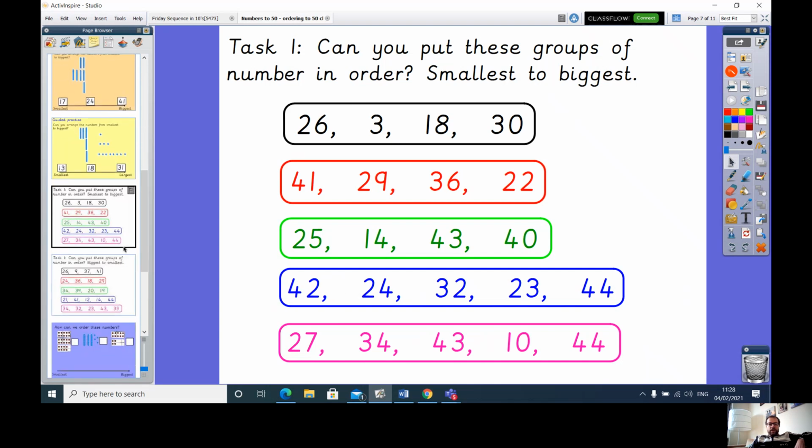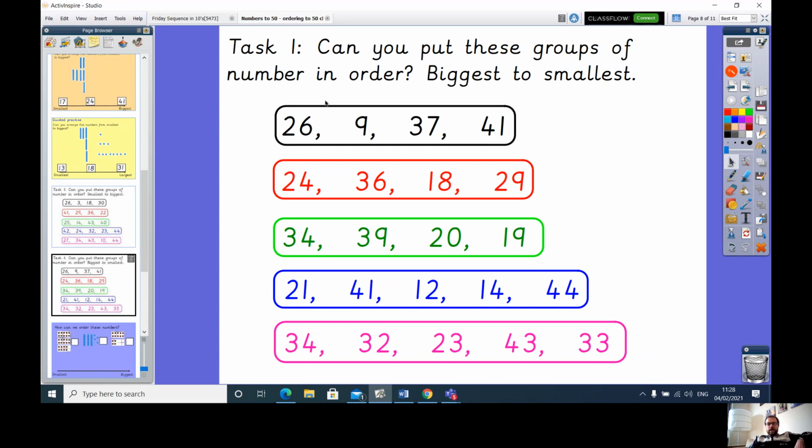Okay, once you've done those, let's turn it around. And this time, let's start off by writing the biggest number first, and then move along your line until you get to the smallest number. So you're putting them in order, biggest to smallest. And again, there's 1, 2, 3, 4, 5, 5 questions.